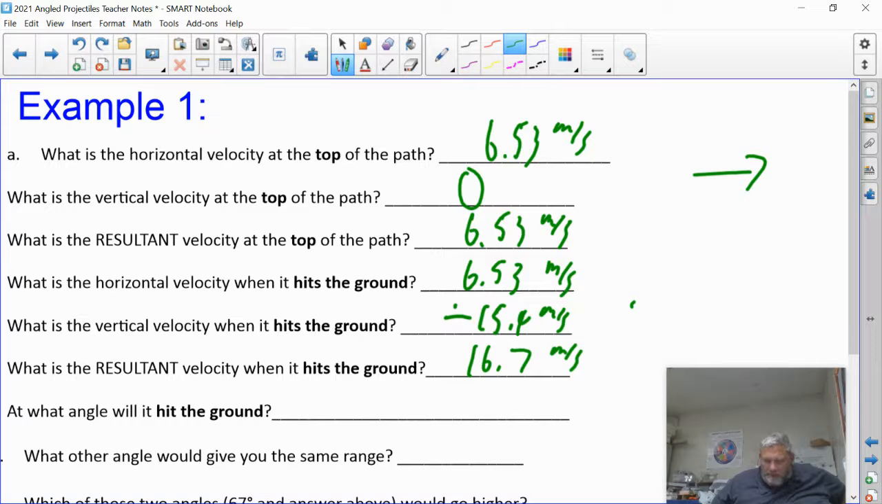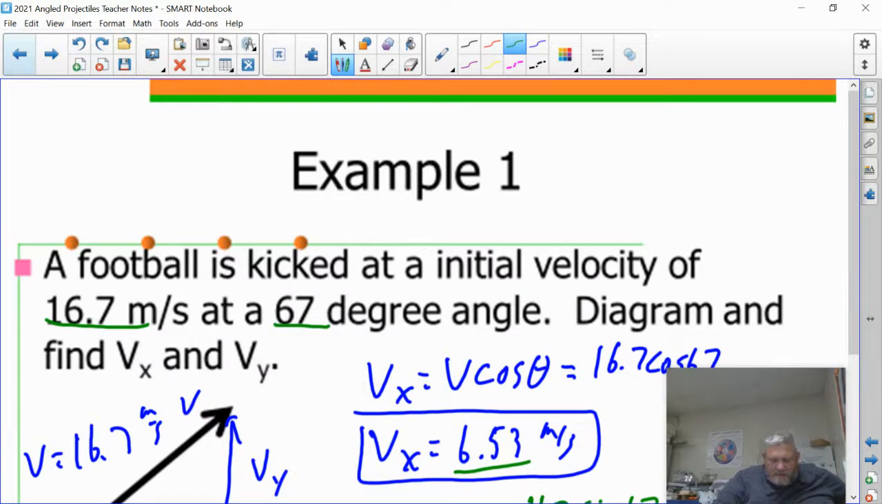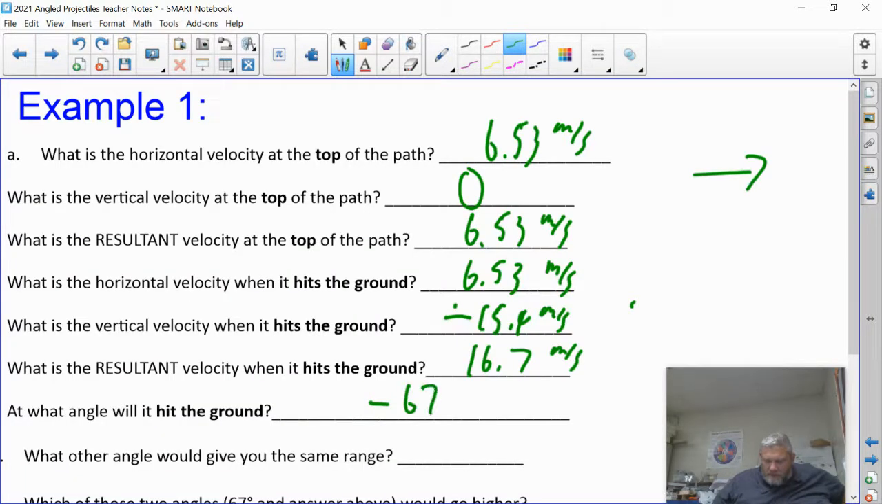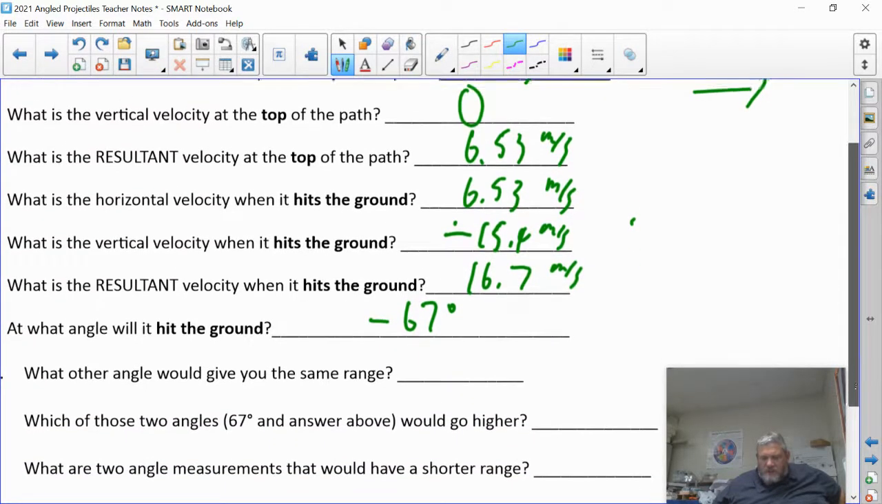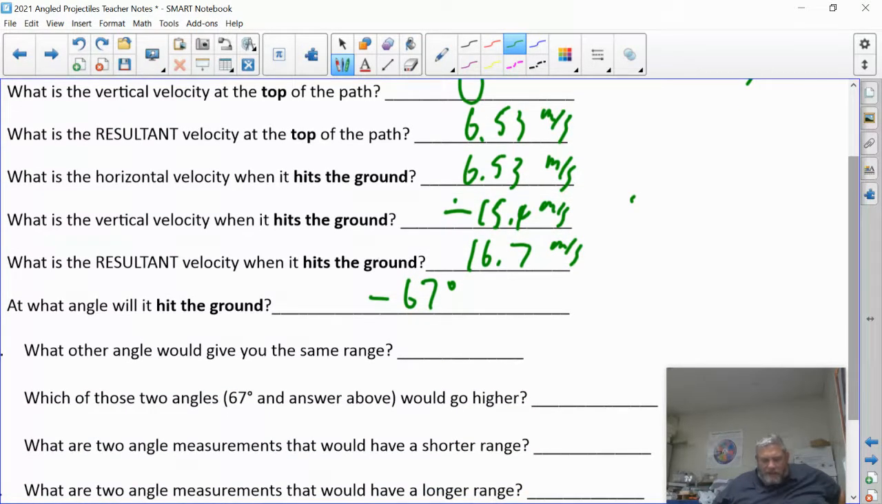And what angle would it hit the ground? Well, if it went up at 67 degrees, then it's going to come down at a 67-degree angle, but in the negative direction. What's the other angle that will give you the same range? Well, we know that they have to add together to be 90. So this would be 23 degrees, because 67 plus 23 is 90. Which of those two angles would go higher? Well, which one is steeper? That would be the 67 degrees.